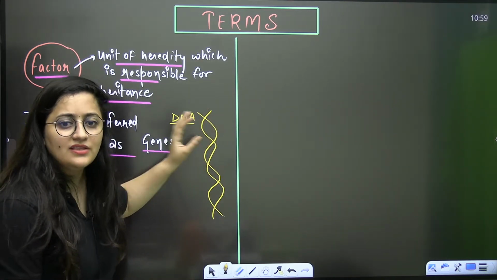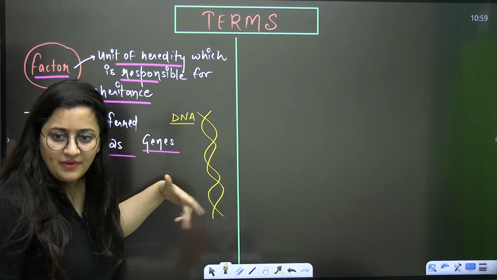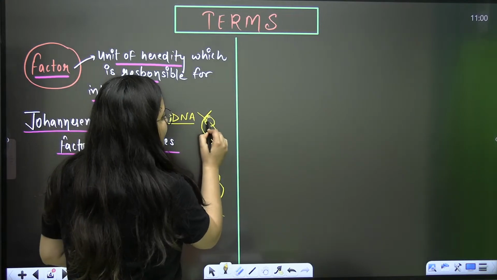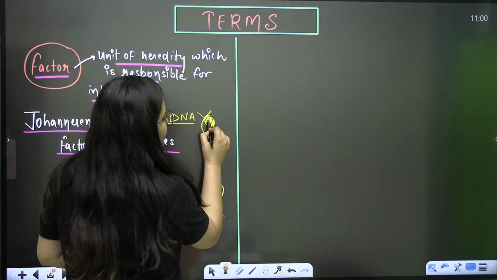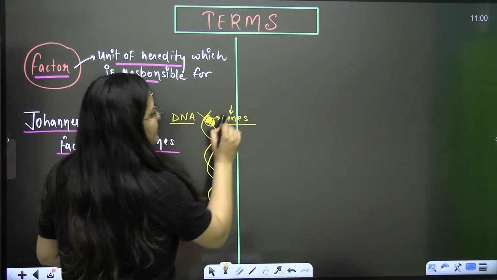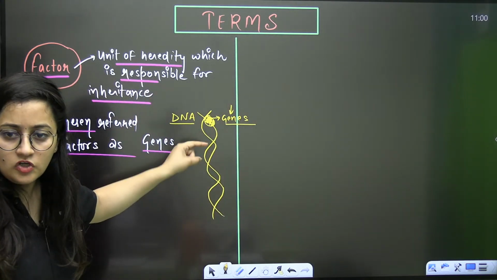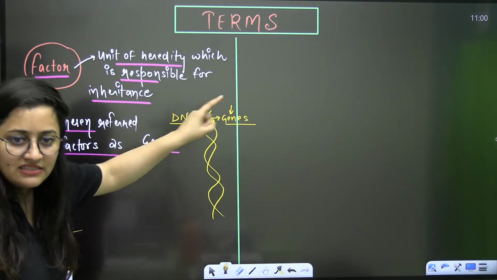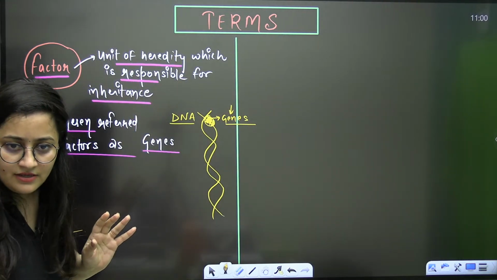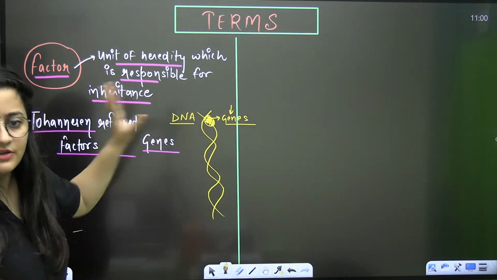It has all the information required for our metabolism, for our functioning. When you talk about DNA, its basic unit is the gene. Genes make up the DNA, and the gene is the unit of heredity, the unit of inheritance. Is that clear? This is the unit of heredity, and this is the unit of inheritance.